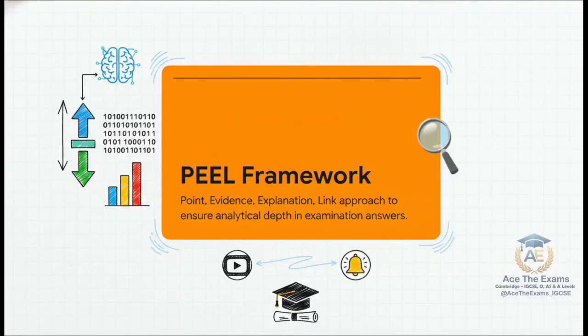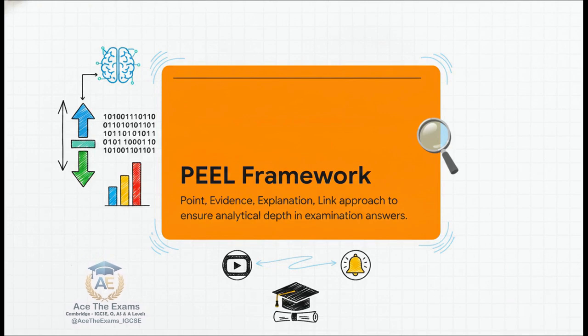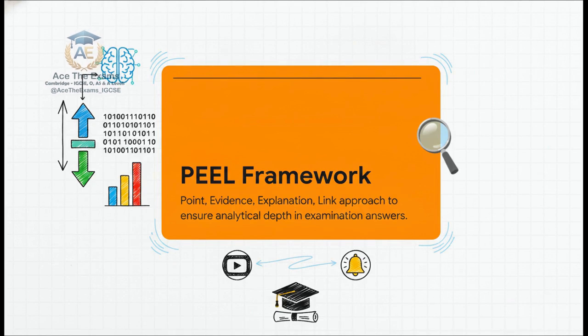So, how do you practically achieve that analytical depth when you're staring down a blank page? You use the PEEL framework. Point, evidence, explanation, link. This is a highly structured approach that literally forces your brain to align your answer perfectly with the higher-order assessment objectives. First, you make your point. Then you provide the evidence from the binary representations or the specific data provided in the prompt. Next, you thoroughly explain your calculation. And finally, crucially, you link it back to the specific context of the question.